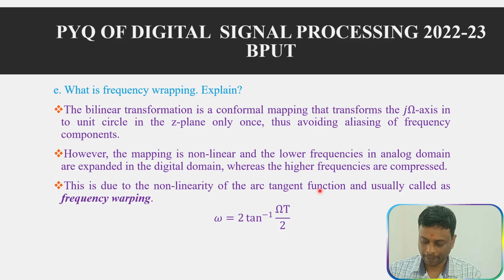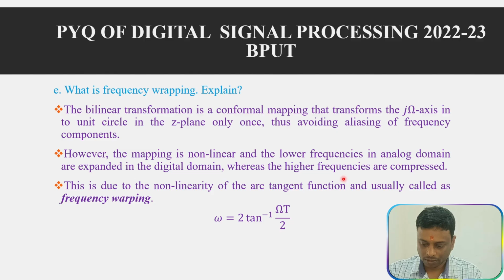So basically, this is the IIR filter system that converts from the analog domain to the digital domain, or the S domain to the Z domain. While doing so, we have the non-linearity, because of the tangent function. This non-linearity is called frequency warping. We are compressing the higher frequency components here.